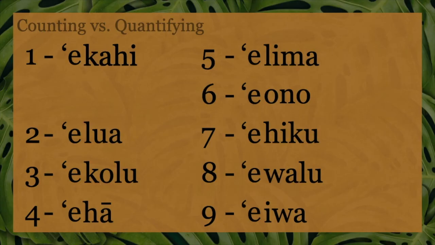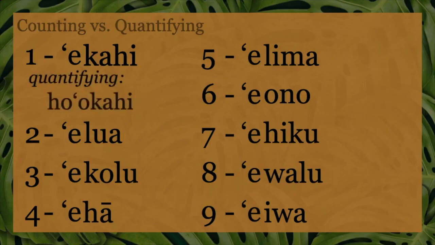With one exception: if you're quantifying an object and there's only one of them, say 1 car, we have a different form, and that is ho'okahi. Ho'okahi ka'a, 1 car. But elua ka'a, 2 cars. So again, if you're counting, say there's 1 car and you're counting, you're like e kahi, and then you would say, oh, ho'okahi ka'a, 1 car. And that's the only exception.